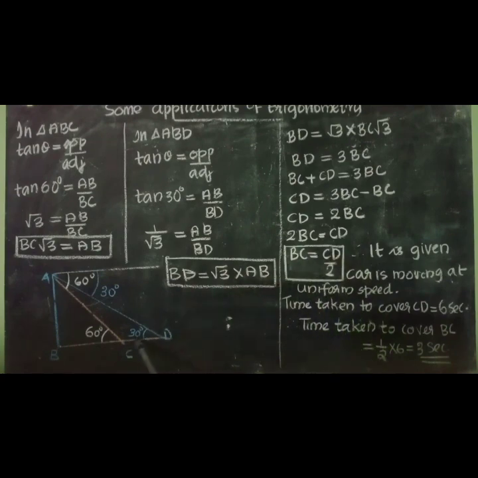CD is the distance covered by the car. This particular distance. It is given in the question. The car is moving at a uniform speed and it has taken 6 seconds to cover this particular distance, that is CD. So the time taken to cover CD equal to 6 seconds and BC is half of its length. So the time taken to cover BC equal to half into 6, that is equal to 3 seconds.